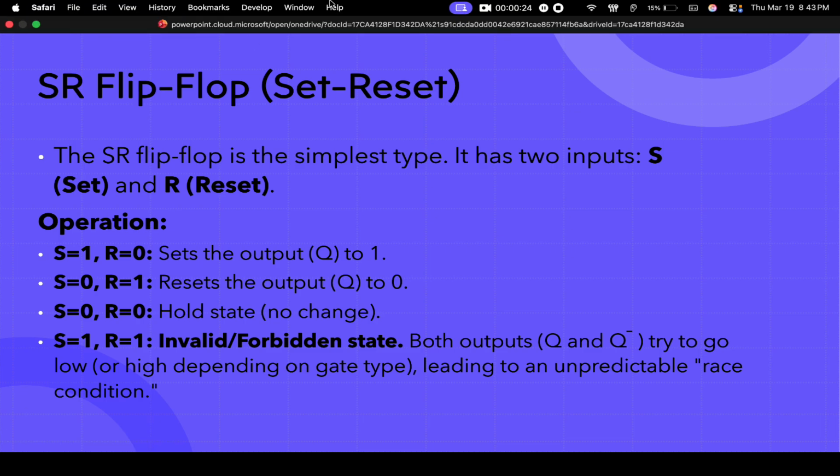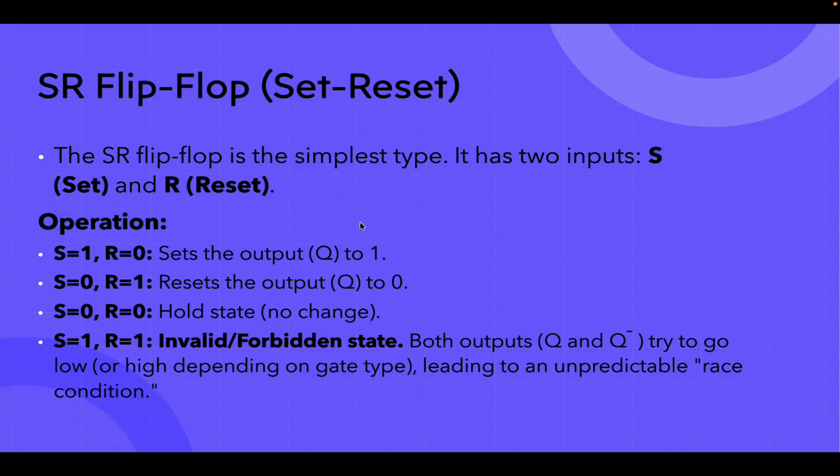And first, we'll talk about SR flip-flop. It is called a set and reset flip-flop. It is the simplest type of flip-flop. This is the operation. If S is 1 and R is 0, it sets the output Q to 1. If S is 0 and R is 1, it resets the output Q to 0. If S is 0 and R is 0, it will hold the previous state. If S is 1 and R is 1, it enters a race around condition, that is an invalid state.